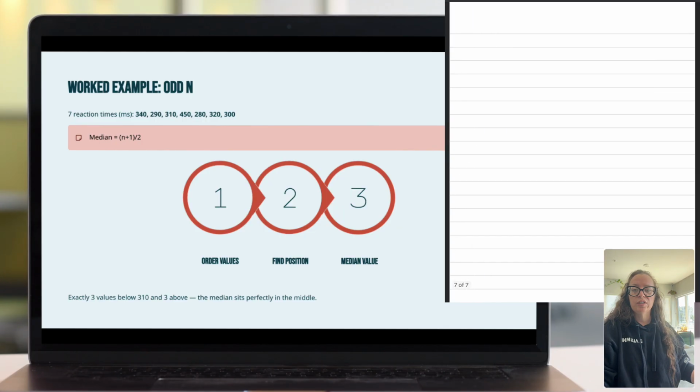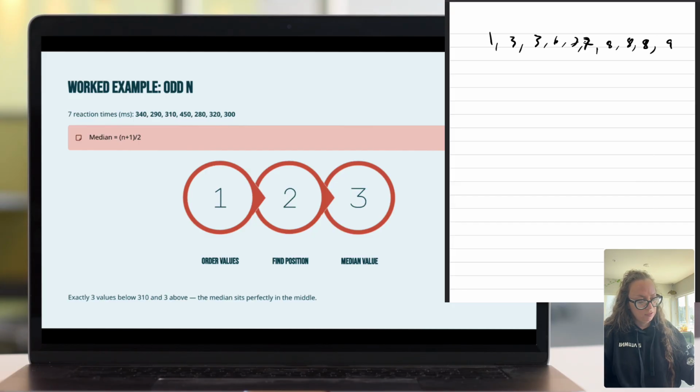Let's go through one more example. That was looking at an odd number of values. This is an even number of values. So suppose you have 10 dream counts. How many dreams did a group of people have over the last week or something? So you've got 7, 8, 8, 7, 3, 1, 6, 9, 3, 8. You're going to order those from lowest to highest. So 1, 3, 3, 6, 7, 7, 8, 8, 8, 9.